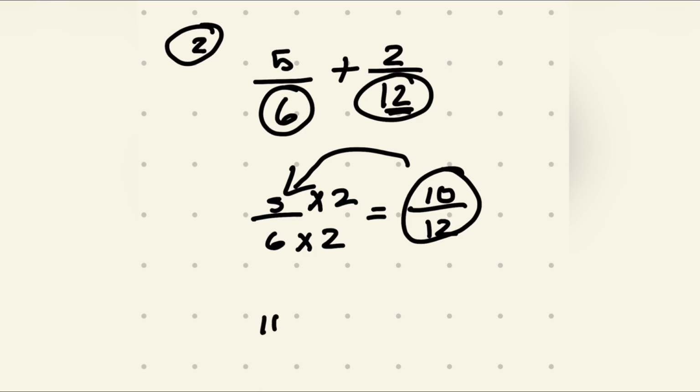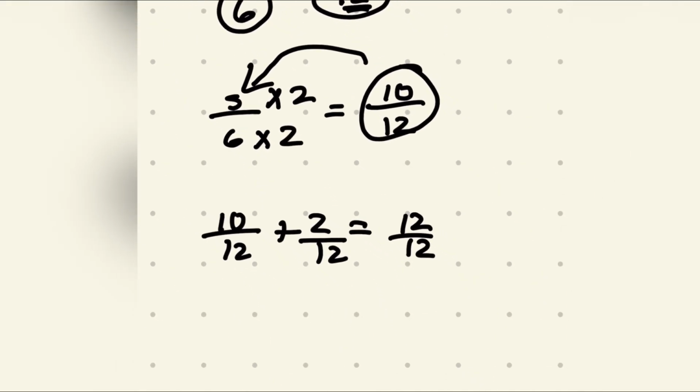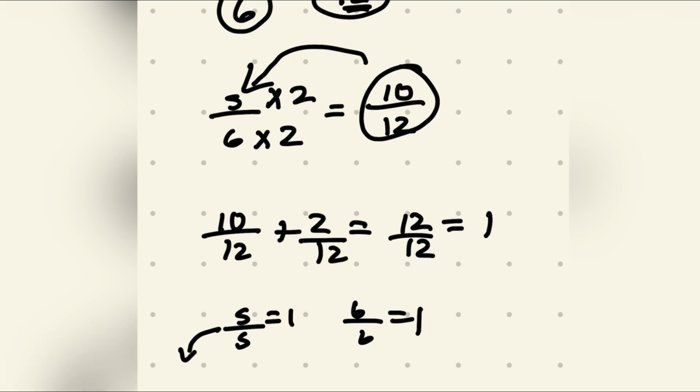It's the same, we just multiplied to get that common denominator. So now we have 10 over 12 plus 2 over 12, which gives us 12 over 12. And that actually is just equal to 1. Remember, any fraction, so 5 over 5 is 1, 6 over 6 is 1. Any time the numerator and denominator are the same, that automatically becomes 1. And that actually makes sense because, again, keeping in mind this line means division, 5 divided by 5 is 1, 6 divided by 6 is 1.